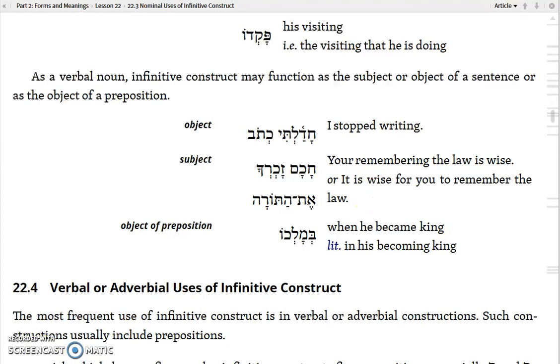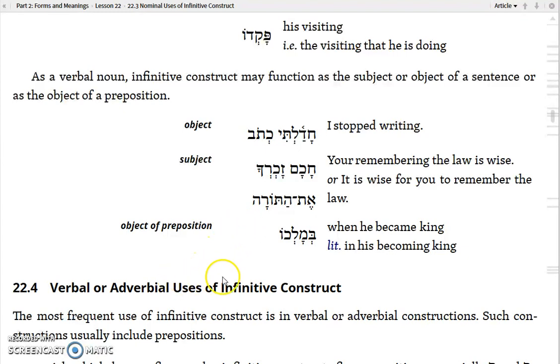Or another example where it's used as a subject, hakam zukraka, literally wise is your remembering, but it means your remembering is wise. It is wise for you to remember. And again, the you is the grammatical subject of the verb, and then the object would be et haTorah. It is wise for you to remember the law.